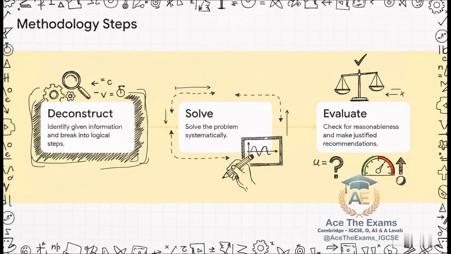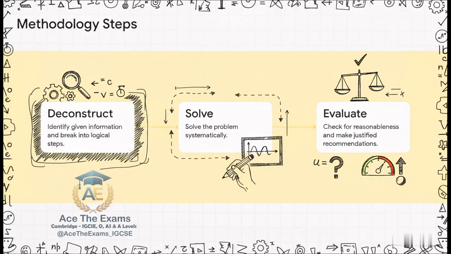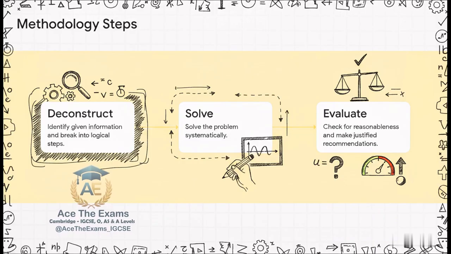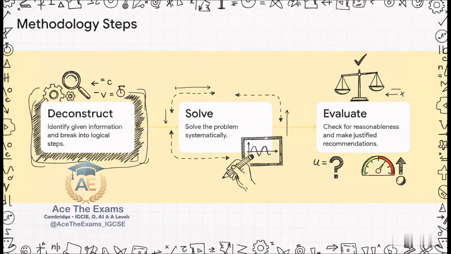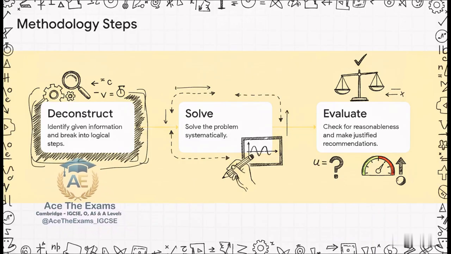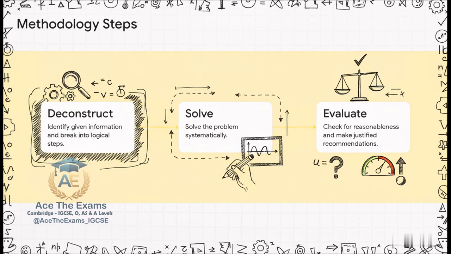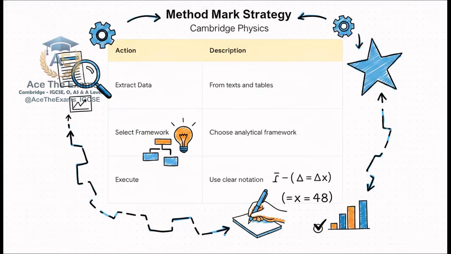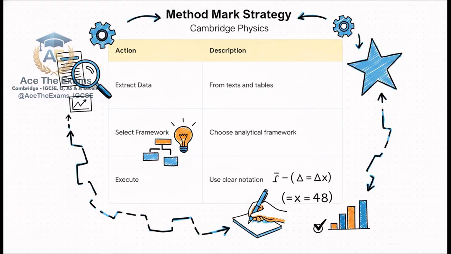And step 3, this is the one everyone skips: evaluate. Check your answer for reasonableness. Does that final terminal velocity actually make sense for the object they described? Stick to these 3 steps and you completely eliminate the panic from your problem solving. And this right here brilliantly illustrates the method mark strategy.